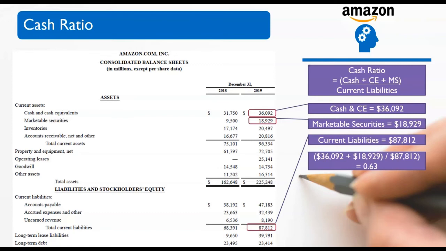So what does this mean? Well, this tells us that Amazon has a cash ratio of 0.63, which means that for every $1 of current liabilities, Amazon has 63 cents of liquid resources to cover that liability.